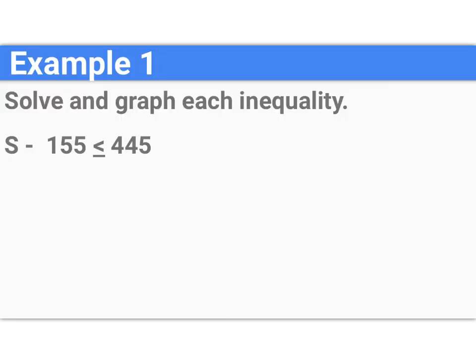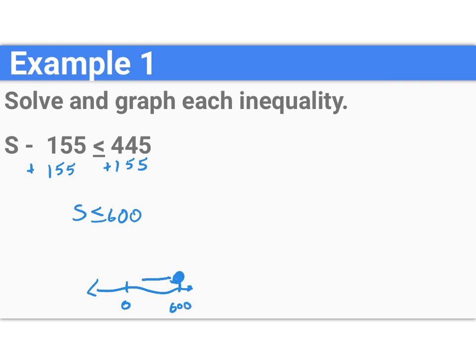All right, solve and graph each inequality. So let's turn on our pencil. We're going to add 155 to both sides, and S will be less than or equal to 600. And what does that mean? If 0 is here, 600 is over here. It means all numbers, including 600 and smaller.